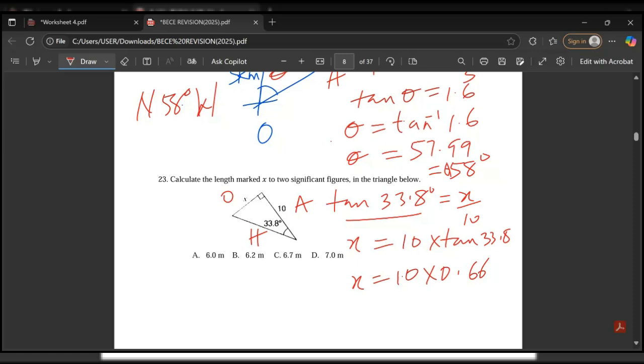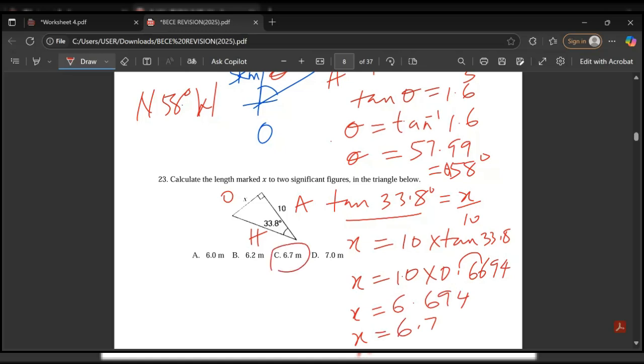0.6694. So that means x equals, when you multiply a number, this is another thing I want to teach you here. 10 times 0.66. You just need to move the decimal point 1 place to the right. That gives you 6.694. So approximately, that will be 6.7 meters, which is option C.